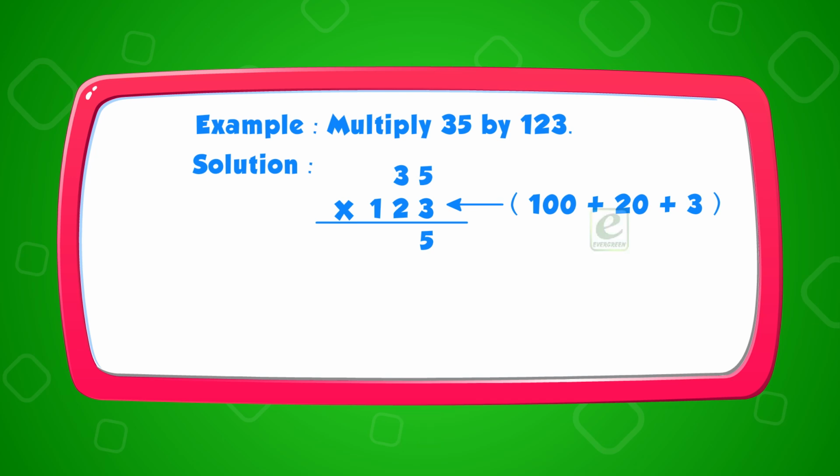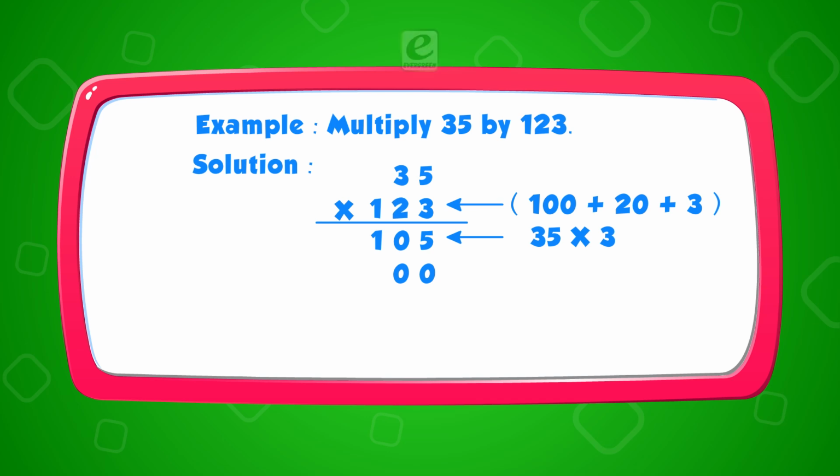Then we will multiply 3 by 3, which is equal to 9. Now we will add 9 and 1 carry forward, which is equal to 10. We will write 0 below 5. Now we will multiply 2 by 5, which is equal to 10. We will write 0 on tens place and carry forward 1 to 100 place.